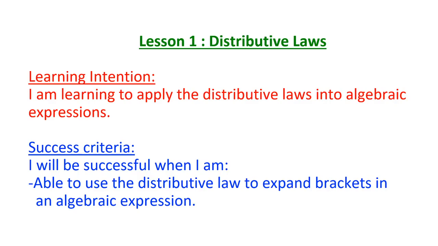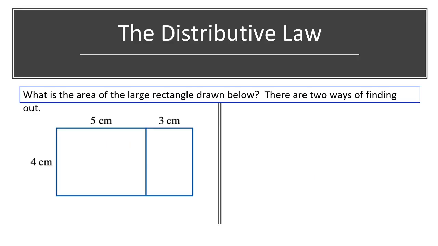Now, to start off with the distributive law, we're just going to look at a rectangle, or two rectangles added together. When we're looking at this rectangle, we can see that the length here is 4, and the width, we have one rectangle which has the width of 5, and the other has a width of 3. There's two ways to find out the area of this complete rectangle.